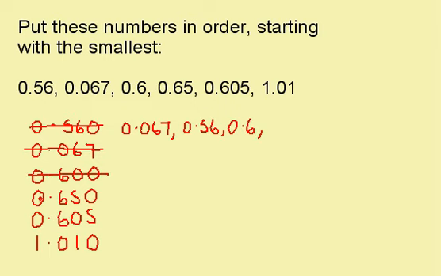Now it's one of these two. Again, I have two 6's, but in the next column I have a 5 or a 0, so this is the smallest one. Now looking here, I have 0 or 1, so this one must be the smallest of those two. And finally, this is the biggest number.